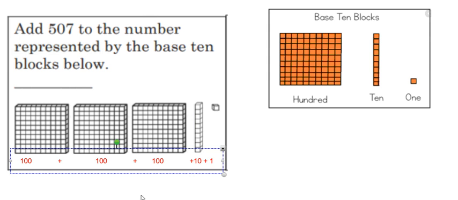So all we have to do now is to add all of those numbers to determine what is the value of the base 10 blocks. And for that, I'm going to go ahead and add the numbers on the side. Once you have it on the side, you just go ahead and add 100 plus 100, 200, and 100, 300, plus 10, 310, plus 1, 311. Okay, that's one way for you to do it.